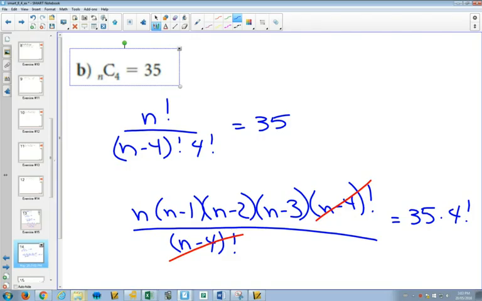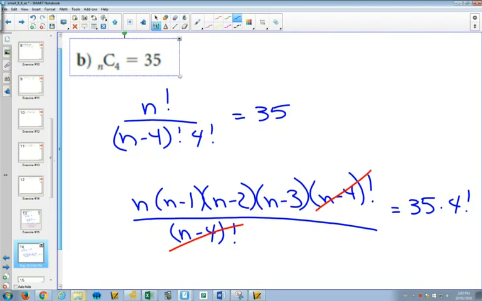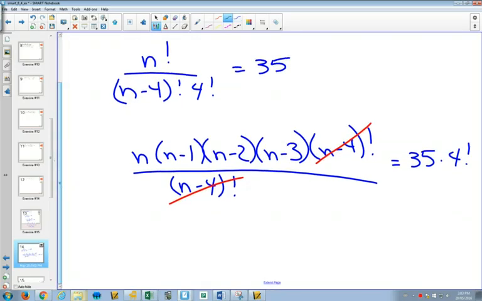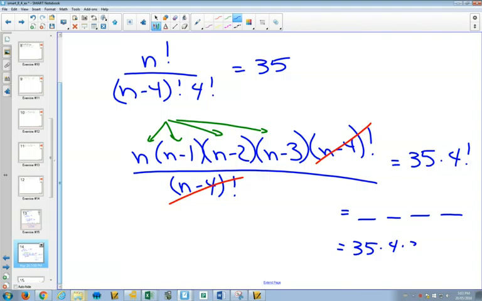So instead, what we're going to do here is we're going to notice something. We're going to notice that these are consecutive numbers. Does that make sense? They're 4 in a row. Can you rewrite 35 times 4 factorial as 4 numbers in a row? Well, right now I've got 35 times 4 times 3 times 2 times 1. But those aren't consecutive, are they?